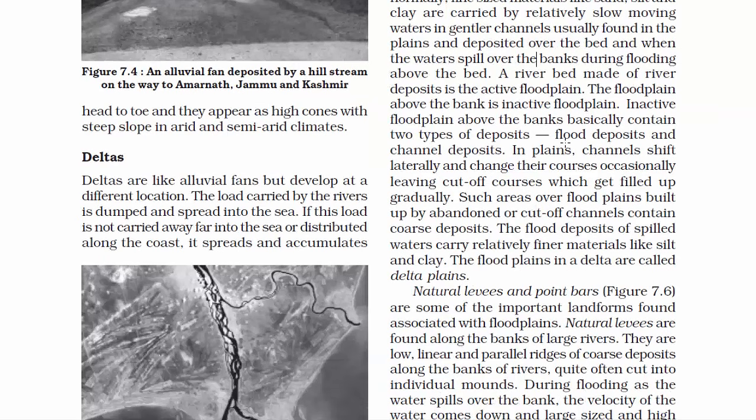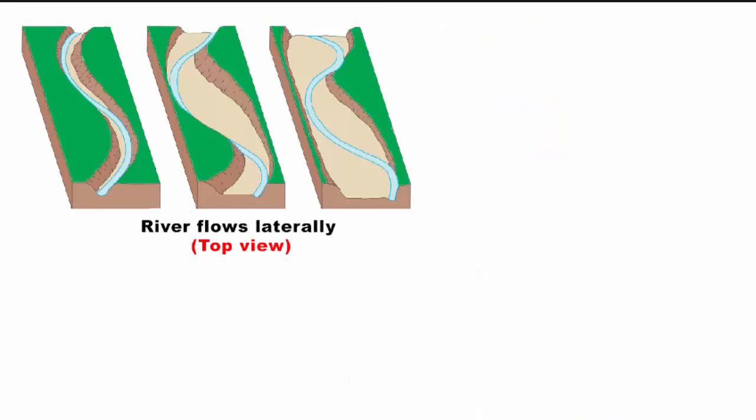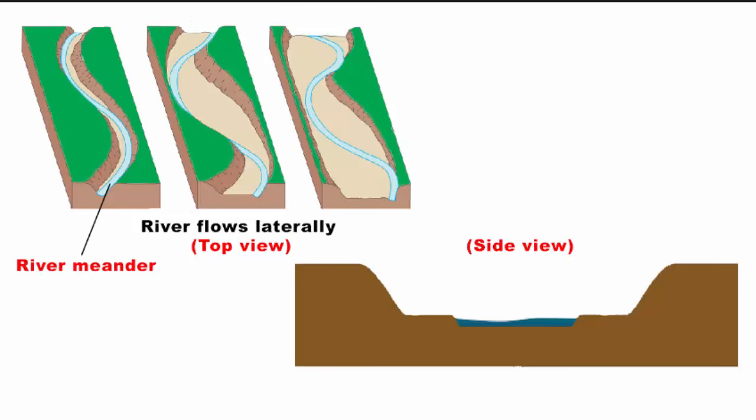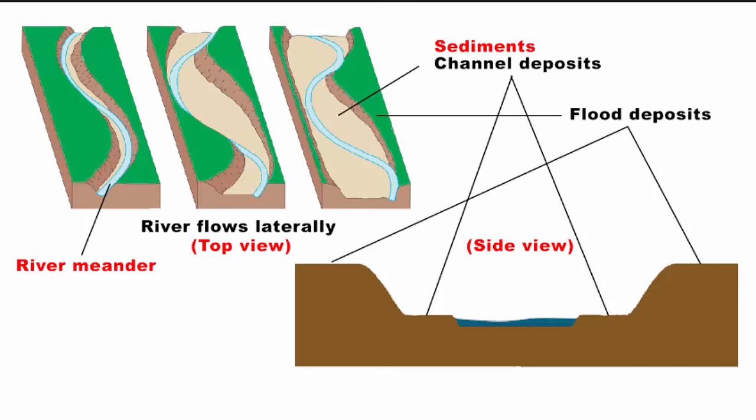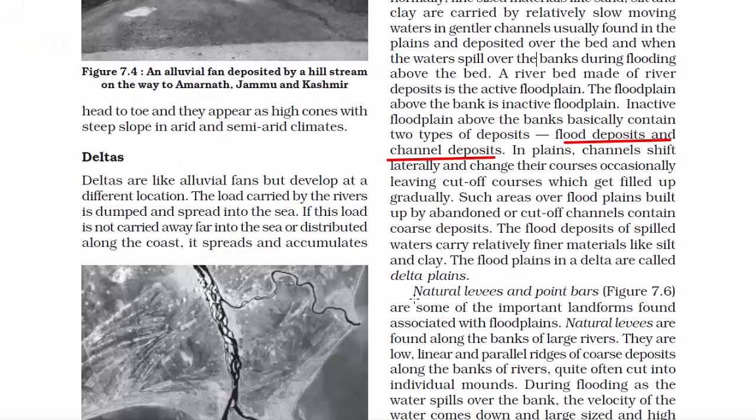And this region consists of two types of deposits, flood deposits and channel deposits. In plain areas, rivers flow laterally, and they often change their course. That's why they are called river meanders. And the meanders get filled up gradually with sediments, and this is called channel deposits. And flood deposits are formed when a riverbed overflows and water in it spills above the bed. So because of this overspill, the water then takes the sediment to the side of the riverbed, and that is what is flood deposits. Now natural levees and point bars are also associated with floodplains.